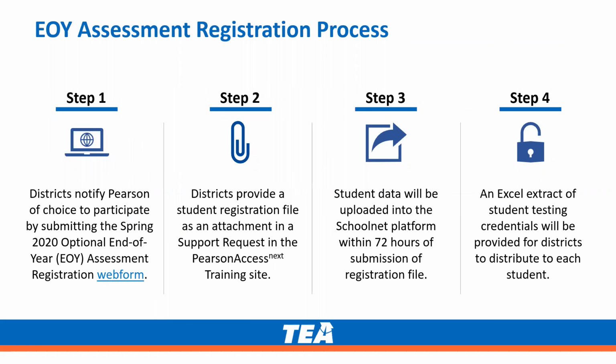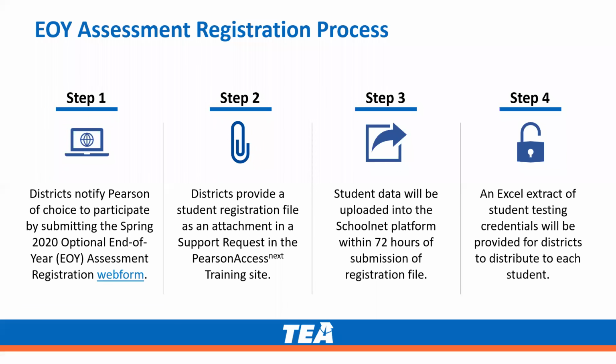So here is the registration process overall, the different steps here, starting with the first step. If you're going to participate, you need to notify Pearson that you're going to participate, and you'll do that by submitting a web form called the Spring 2020 Optional End of Year Assessment Registration Web Form.